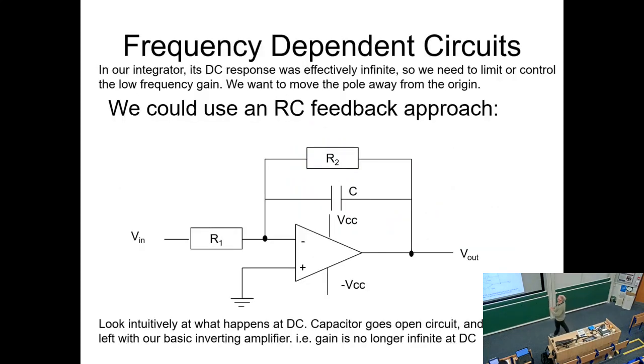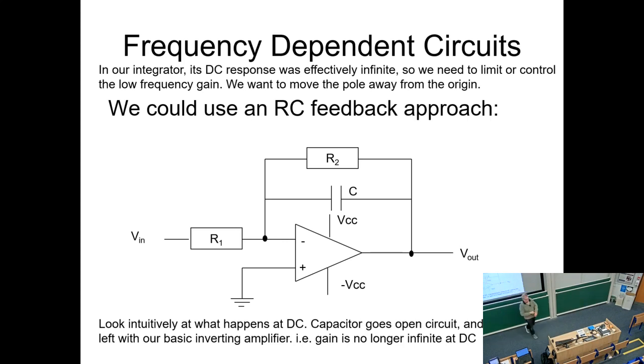So what we'd like to do is move the pole somewhere else. We don't want a pole on that axis because it's unstable and we don't want that. So what can we do? All right, so we need to think about what we can do. And what we can do is we can put a resistor in parallel with the capacitor.